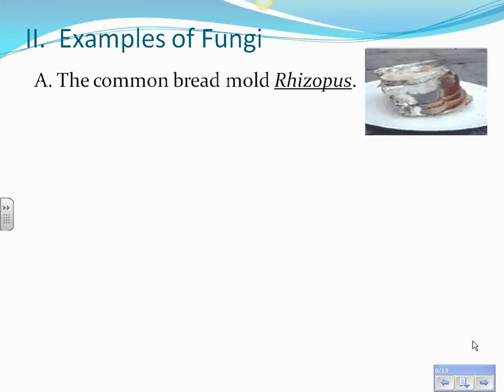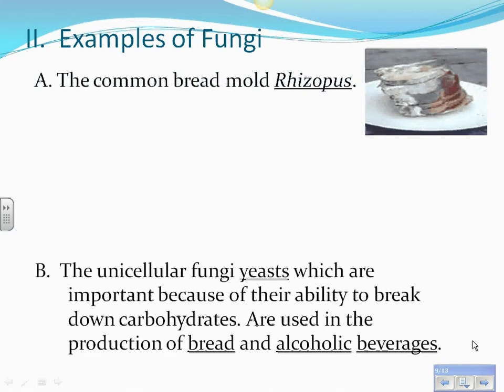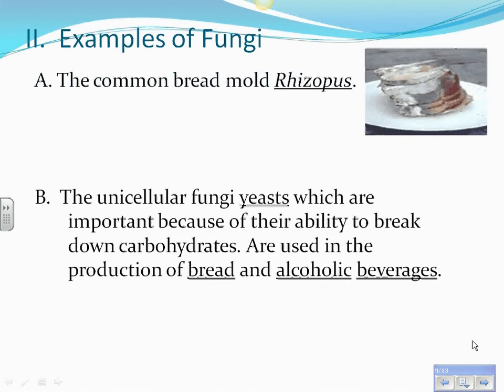Some examples of fungi are rhizopus, which is the bread mold. Yeast. Unicellular fungi, which are yeast, are important because they break down carbohydrates. We use them when we are producing bread and alcoholic beverages. The yeast are little guys that can remain inactive for a long time, and then when you mix them with some sugar or with flour, they start eating. And when they eat, they also produce gas, carbon dioxide, I believe, and those gases are what produce the holes in bread.